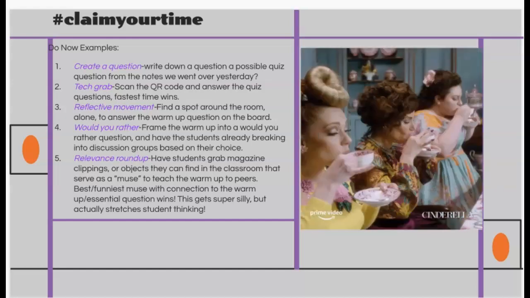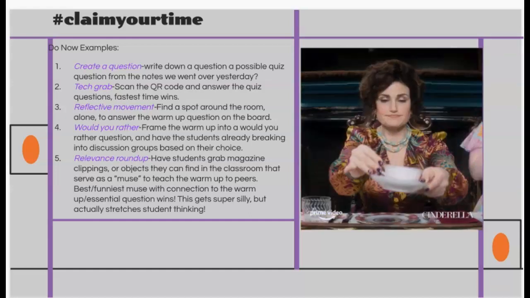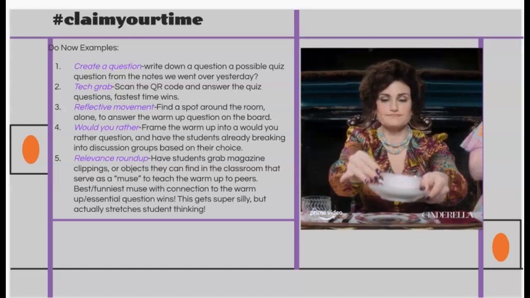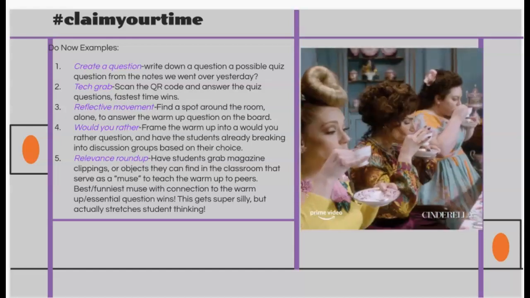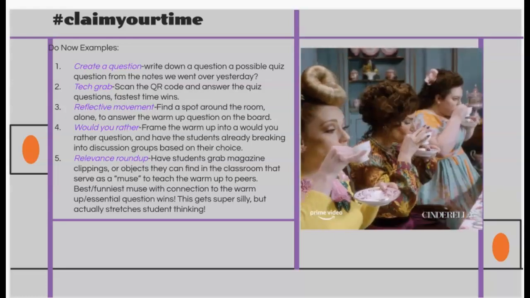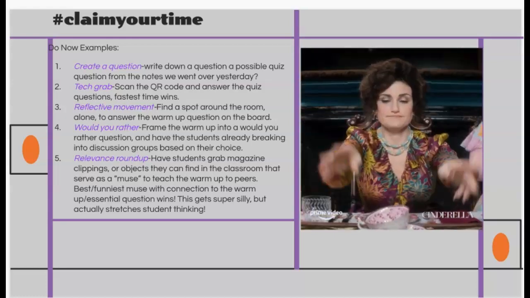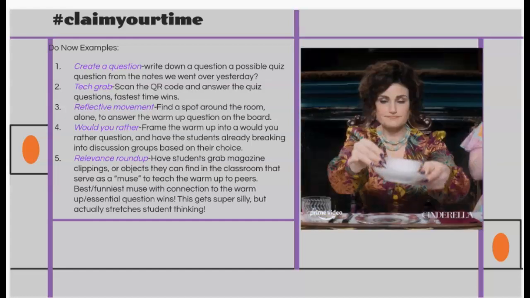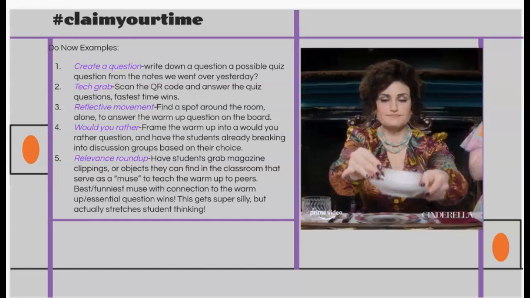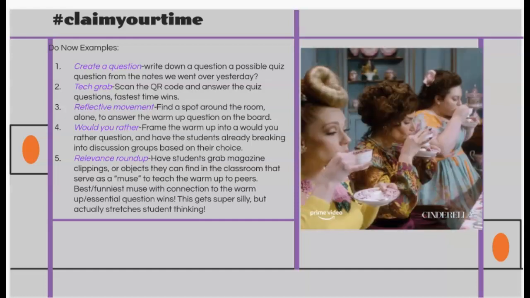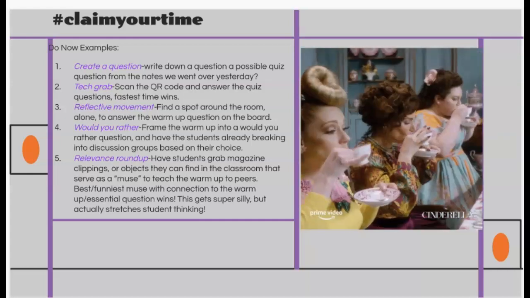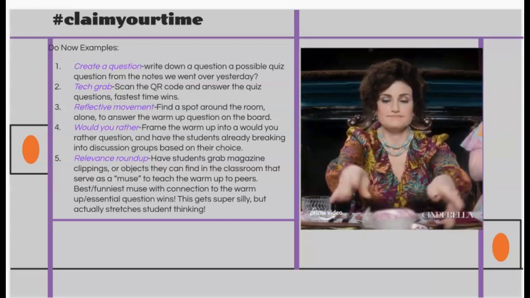For example, for the relevance roundup, I had a warm-up that was, how did the British Acts impact the lives of the colonists? I had a student grab a teacup magazine clipping and was trying to sell tea without getting caught. The student was saying that he ran a tea house and now selling tea on the black market was the only way he could earn money. The East India Tea Company had put him out of business. He was asking other students what acts were difficult for them and why.